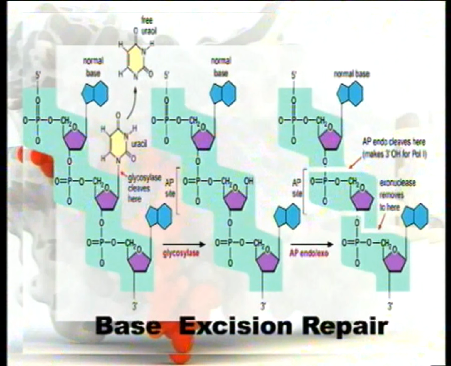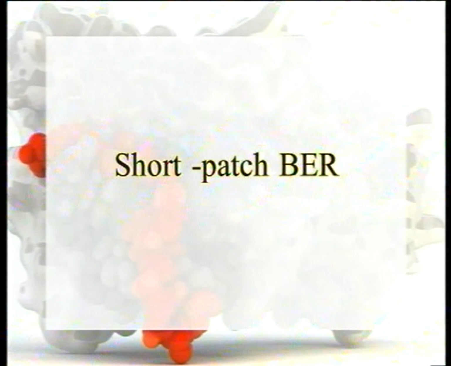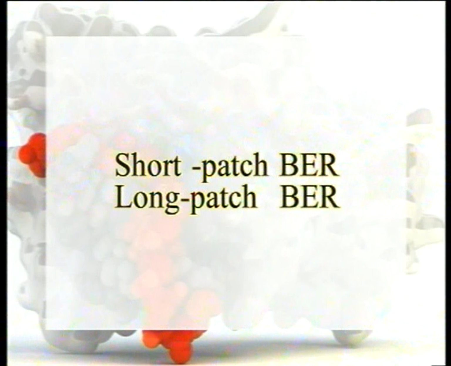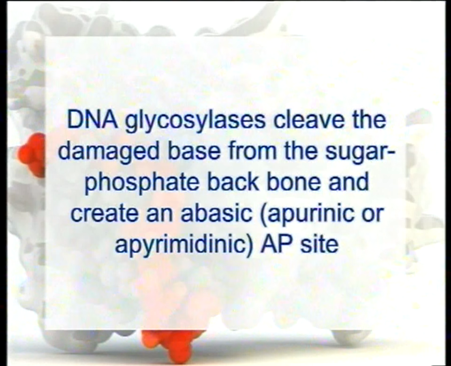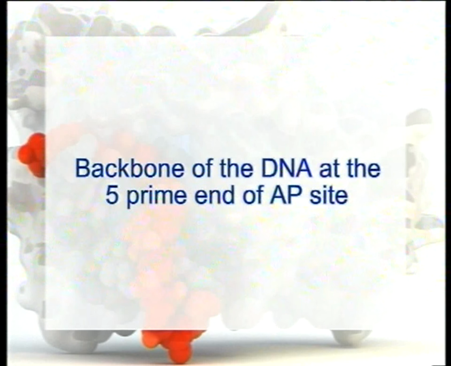Base excision repair. There are also two sub-pathways of BER, short patch BER and long patch BER. Short patch BER is initiated by removal of the damaged base by a DNA glycosylase enzyme that is specific for the particular base adduct. In general, these DNA glycosylases move along the minor groove of DNA until a specific type of DNA nucleotide is recognized. DNA glycosylases cleave the damaged base from the sugar-phosphate backbone and create an abasic, for example, a purinic or a pyrimidinic site. The resulting abasic site is then recognized by an AP endonuclease, which creates an incision on the backbone of the DNA at the 5' end of the AP site.